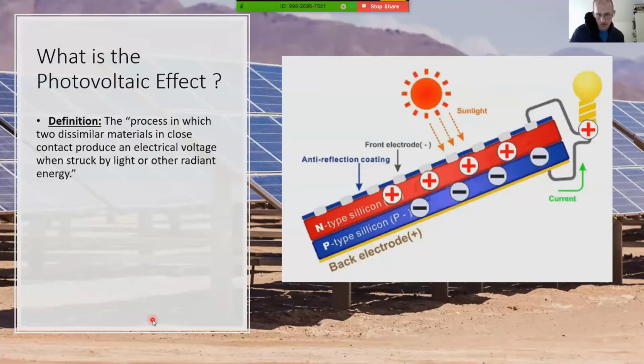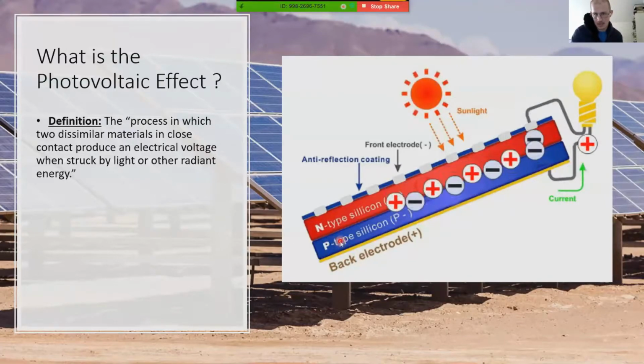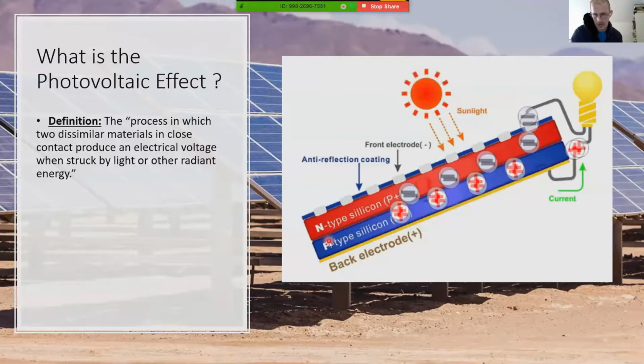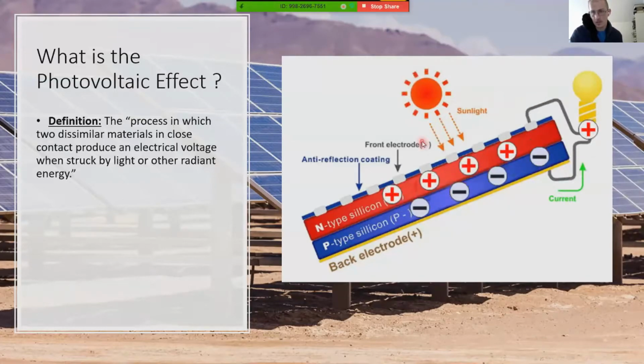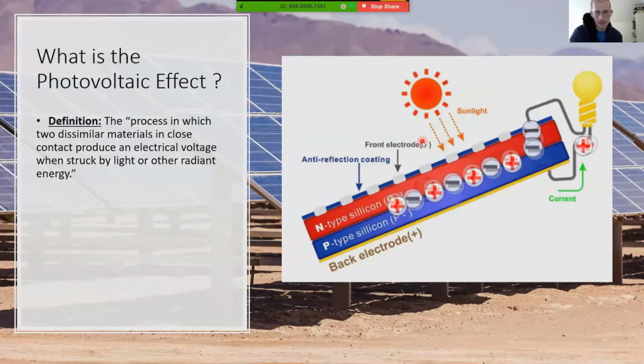So a quick rundown of what the photovoltaic effect is. Basically, you've got two semiconductors. One has an excess of electrons and one has spaces for those electrons to go. Sunlight hits these semiconductors and excites the electrons, and it creates an electric field that we can harness to generate electricity.